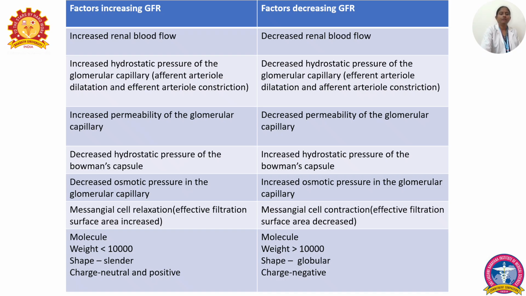Then these size, weight, shape, all those we have seen already. Anyway, I'll tell you once again. When the weight of the molecule is less than 10,000, it is easily filtered. More than 10,000, it is delayed and decreases GFR. And the shape, you have seen, whenever it is elongated and slender, it gets easily filtered through the barrier. But whenever it is globular, the filtration is difficult. Neutral and positive substances can easily pass through and can increase GFR, whereas negatively charged particles are not filtered, thereby decreasing the GFR.